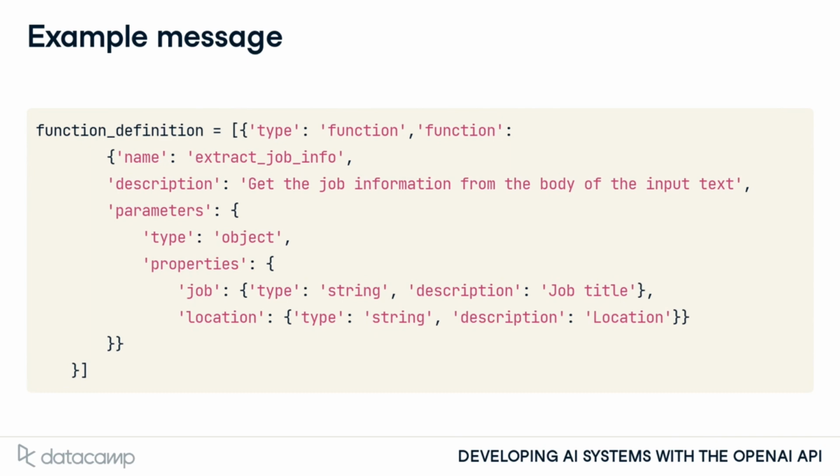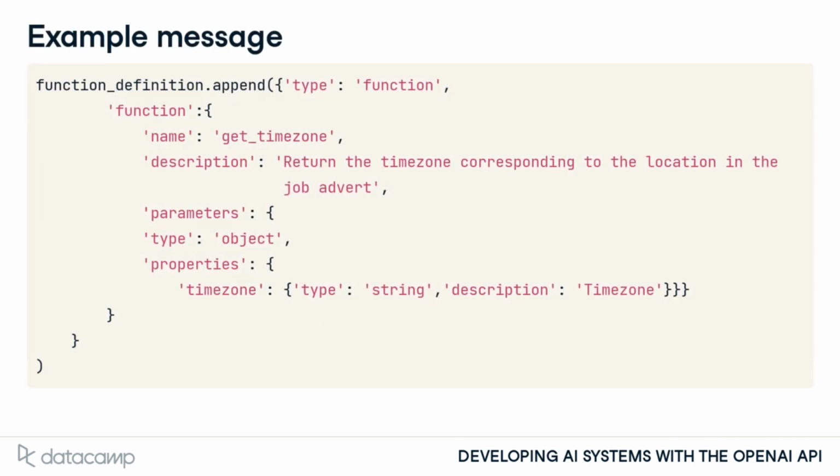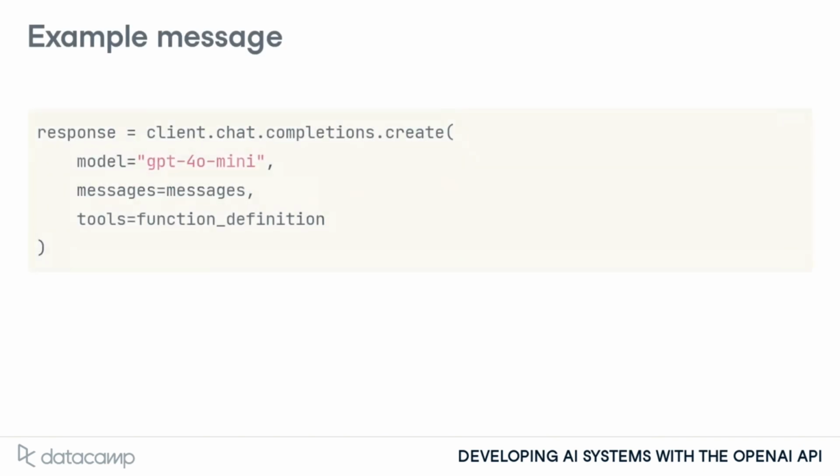In the function definition, we'll keep the previous function to extract the job data. But this time, let's say we'd also like to know the time zone that corresponds to the location in the job advert to check the feasibility of working remotely. We set up this function in the same way as for the first one and add it to the list using append. And finally, as we did before, we trigger function calling by passing our function definition to tools.